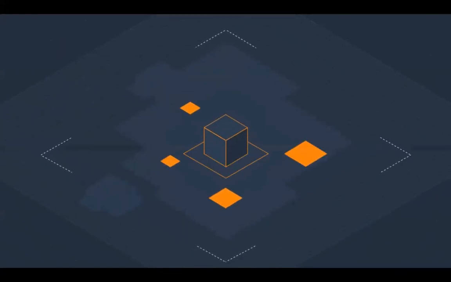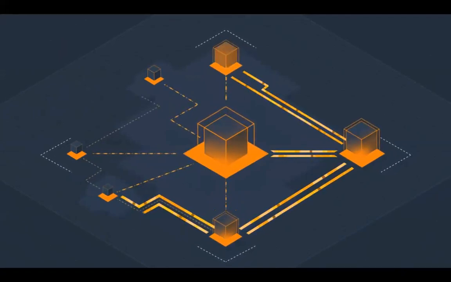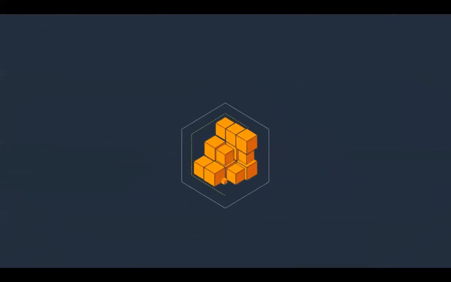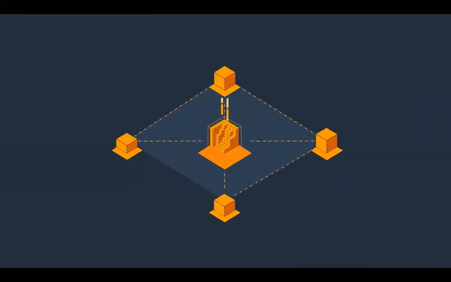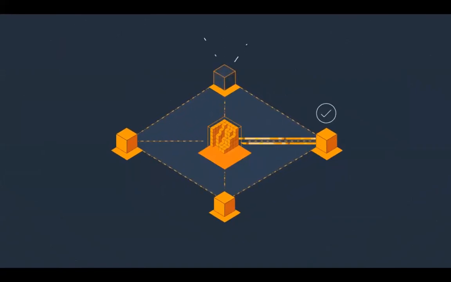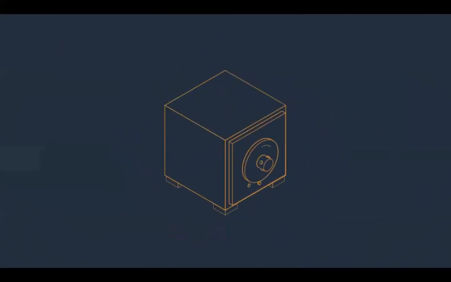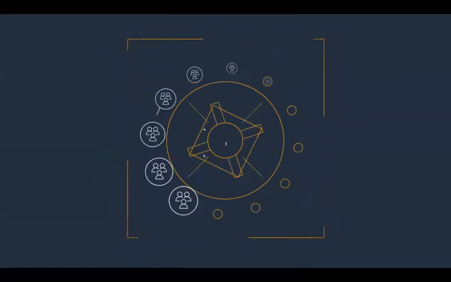Each of these regions has multiple availability zones that are physically separated from each other and connected by low latency, high throughput, and highly redundant networking. This makes it easy to design and operate applications that are scalable, fault tolerant, and highly available. Our infrastructure is built to satisfy the security standards of the most risk-sensitive organizations.